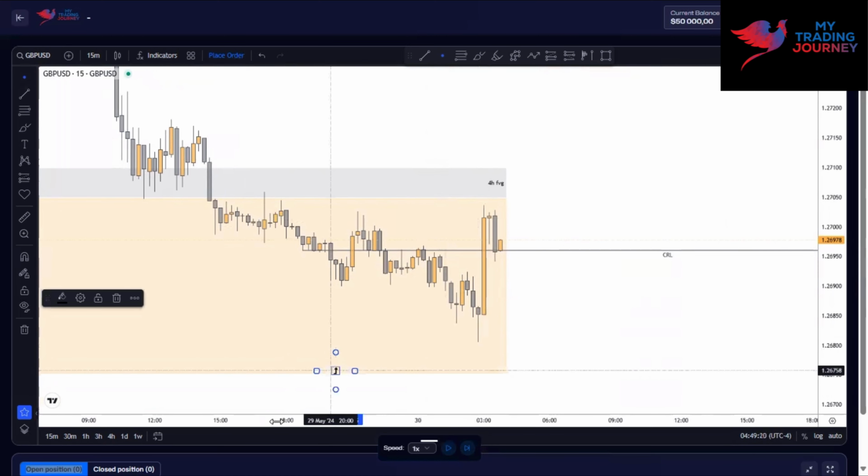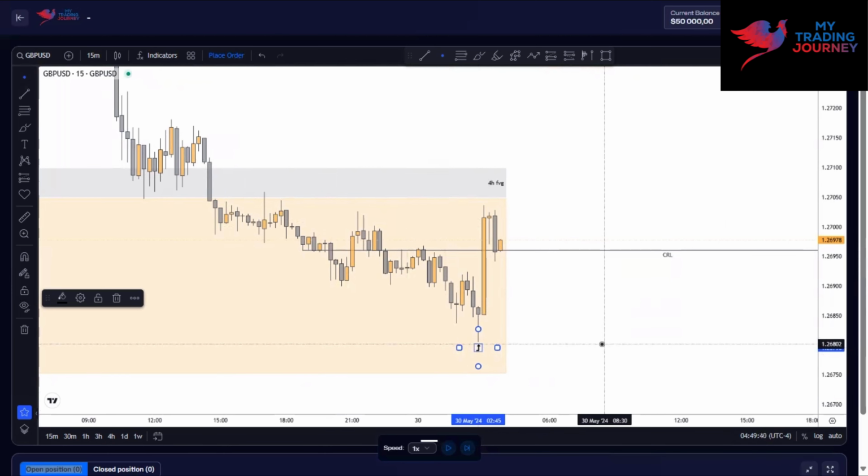So this trade is a high-risk trade because we didn't actually wait for the distribution candle on the daily time frame to appear. However, I will show you an example of that distribution candle after this example of the trade that I took.